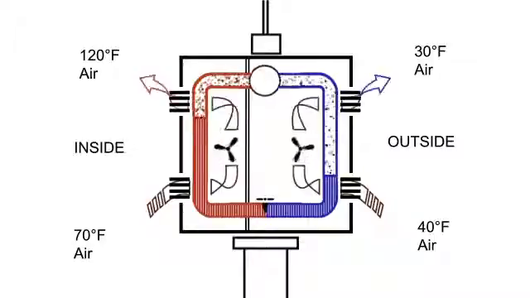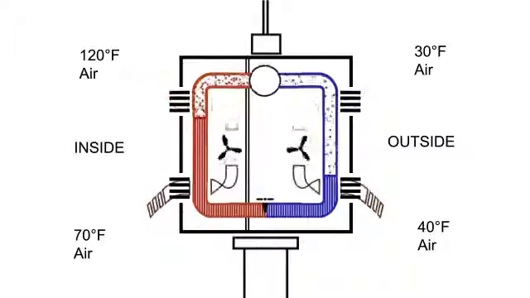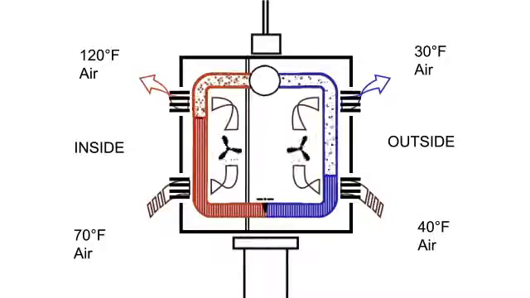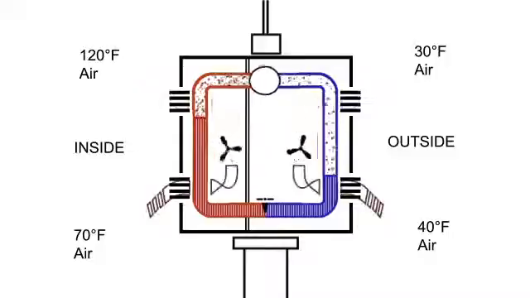This is why air-to-air heat pumps are often used in places with milder winters, and they often include electric resistance or natural gas heating coils to aid in heating during the coldest nights.